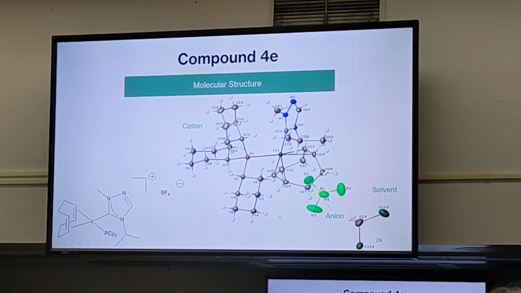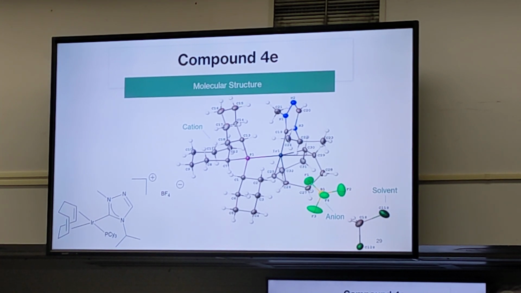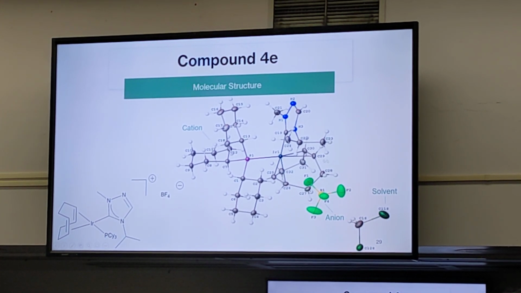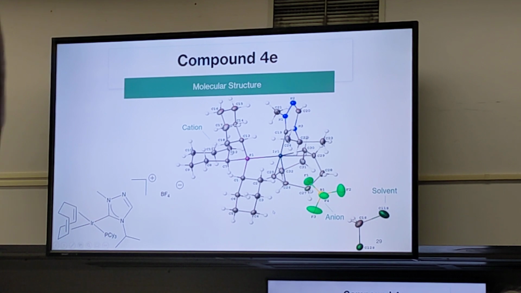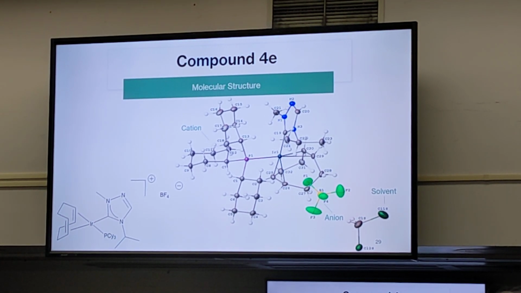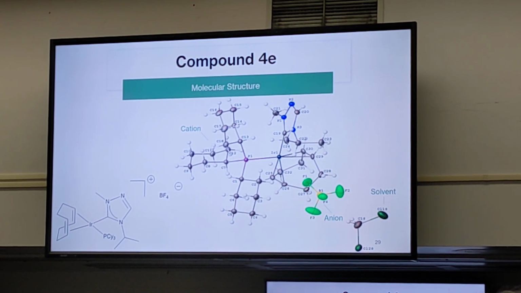I labeled the 3 parts of this complex. There is our cation, as well as an anion of BF4, which you can see here. And then we also had some solvent of CH2Cl2, which crystallized with our structure. In the bottom left, here is the figure for the X-ray structure that we got.